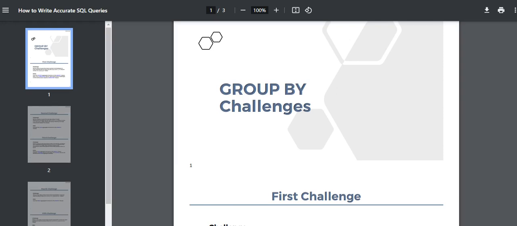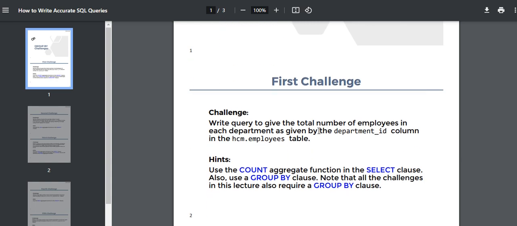Hi, let's see challenges of group by clause. As of now, we learned about group by clause, order by clause, and some aggregate functions: average, maximum, minimum, sum, right? Let's practice some practical questions and solve some challenges. These are most important for interview purposes. Let's see what the first challenge is.